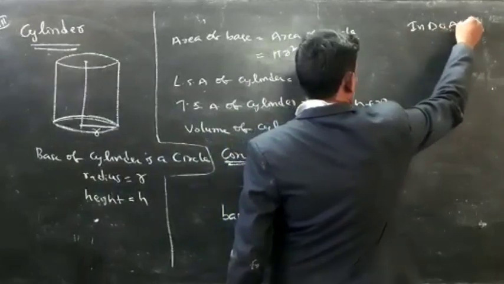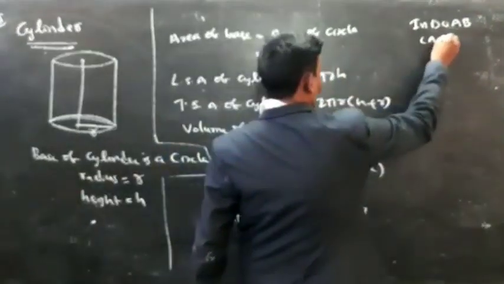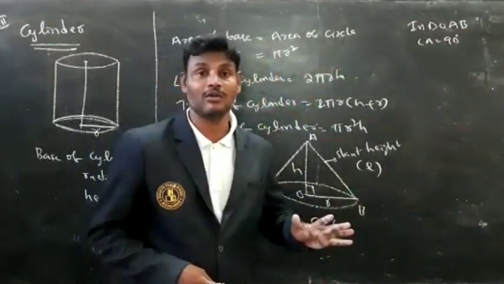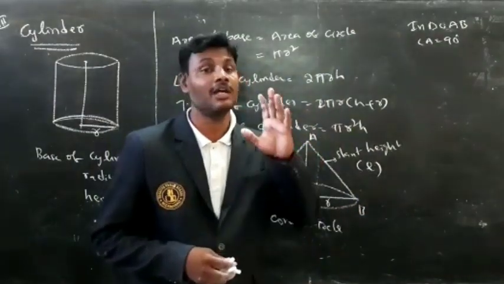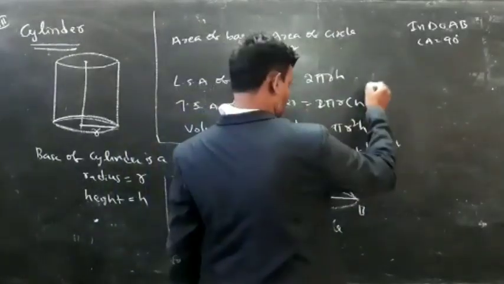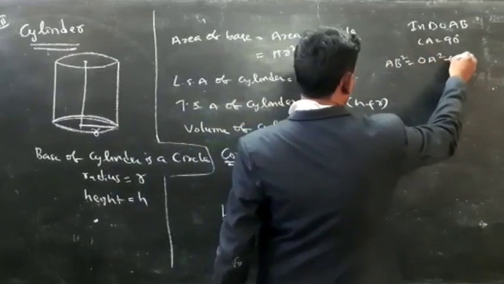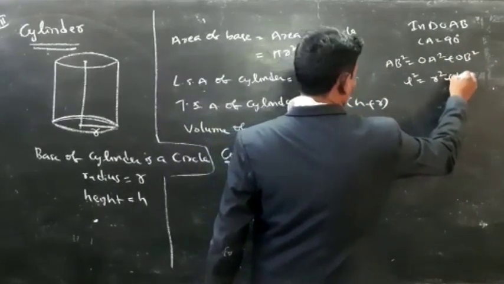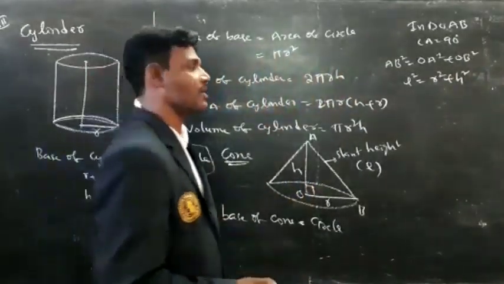In triangle OAB, angle O is equal to 90 degrees. So by using Pythagoras theorem, what is the Pythagoras theorem? In a right angle triangle, the square of one side is equal to the sum of the squares of the other two sides. So we can write AB square is equal to OA square plus OB square. L square is equal to r square plus h square.